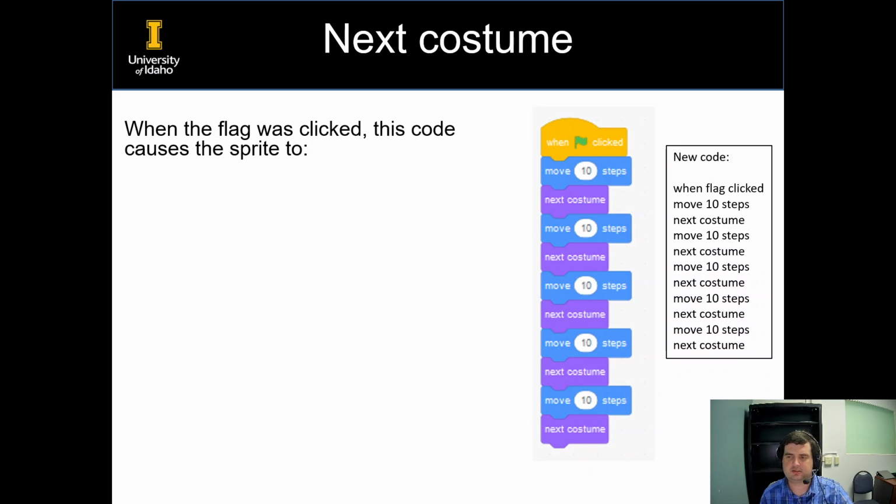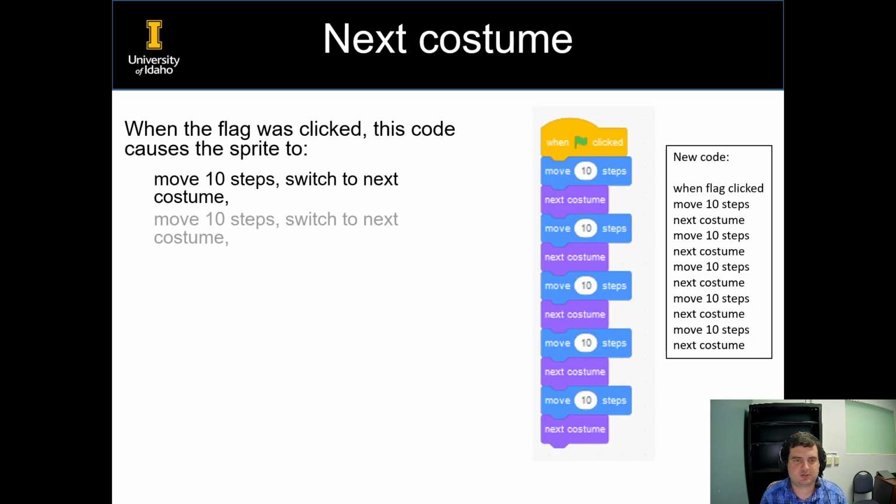Go ahead and, if you need to, pause this video as we're going through this and put down this code. Have it start when the green flag is clicked, and you can just do a new set of code for this. Have your program move 10 steps, then switch costumes. If you have the Scratch cat selected for this, it works best. So move 10 steps, next costume, move 10 steps, next costume, move 10 steps, next costume, move 10 steps, next costume, move 10 steps, next costume. And so you're going to do that.